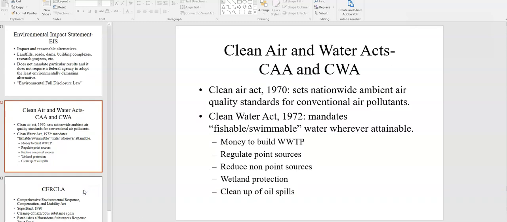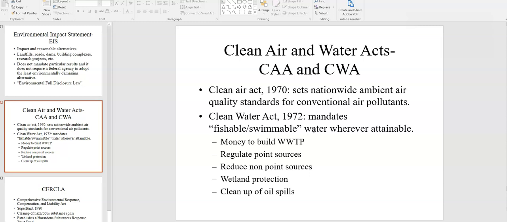The Clean Air Act and the Clean Water Act came out in the 70s. The Clean Water Act made fishable and swimmable waters. WWTP stands for wastewater treatment plants. What happened is this act created enough money to build wastewater treatment plants everywhere, because they were probably one of the main sources of a lot of our pollution in the waters: all of the sewage going into all of our lakes and rivers.